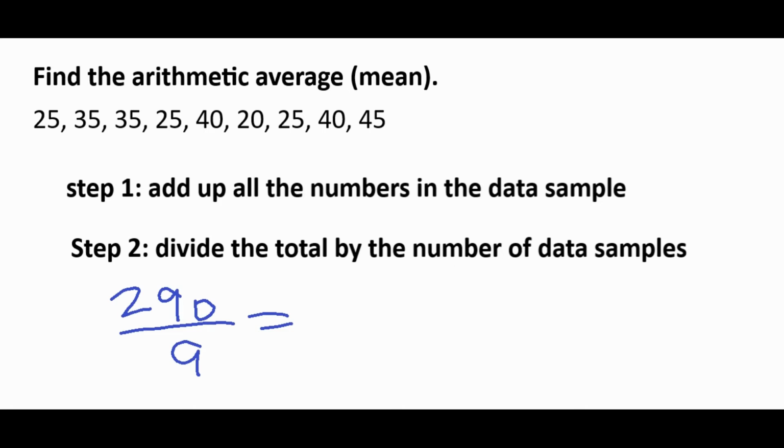So we're going to divide 290 by 9, and that's going to give us our mean. When we do that, we actually get a decimal. We get 32.222 repeating. So that's actually the answer for the arithmetic mean.